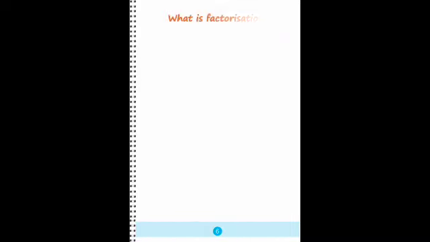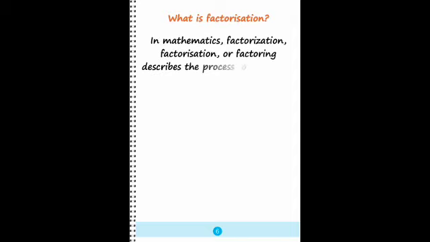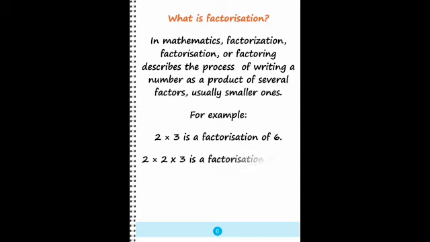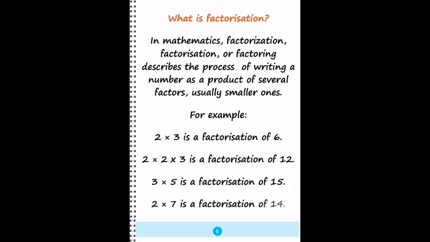What is factorization? In mathematics, factorization, or factoring, describes the process of writing a number as a product of several factors, usually smaller ones. For example, 2 times 3 is a factorization of 6. 2 times 2 times 3 is a factorization of 12. 3 times 5 is a factorization of 15. 2 times 7 is a factorization of 14.